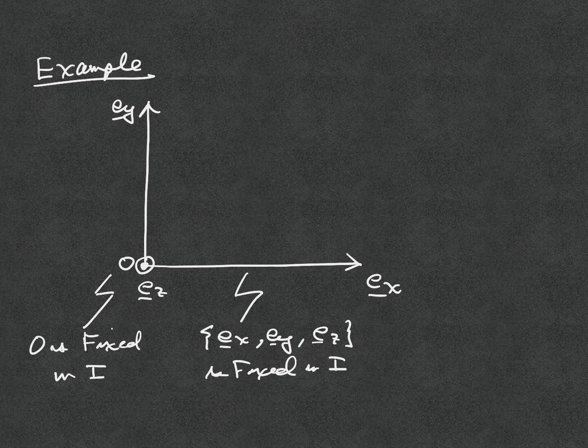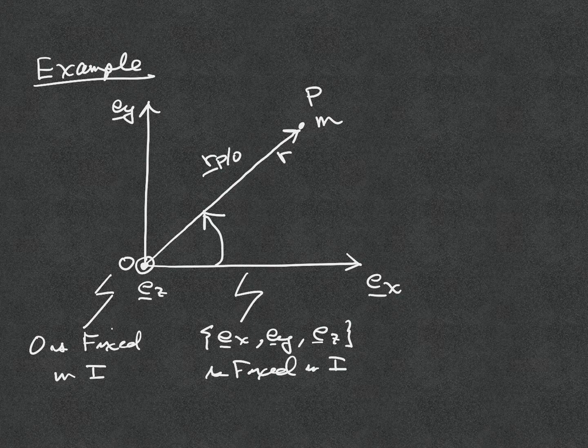Now we have a particle of mass m, P, and the position is measured from O. So this is the position of P relative to O, and this particle has mass m. The distance from O to P will be denoted as r. The angle between EX, which is fixed in the inertial frame, and this position of P relative to O will be denoted theta. Now I'm going to set up a second basis.